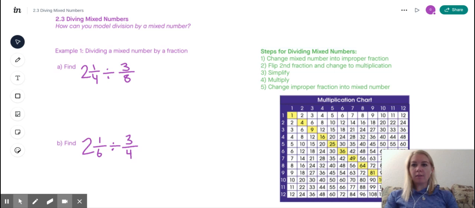All right, let's go over Chapter 2, Section 3, which is dividing mixed numbers. The essential question is, how can you model division by a mixed number? Okay, there's no vocab, so I'm just going to go ahead and start out with example 1, which is dividing a mixed number by a fraction. So we need to find 2 1/4 divided by 3/8.